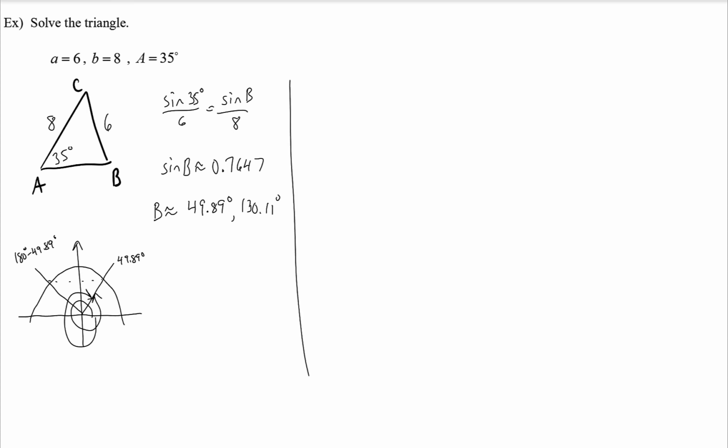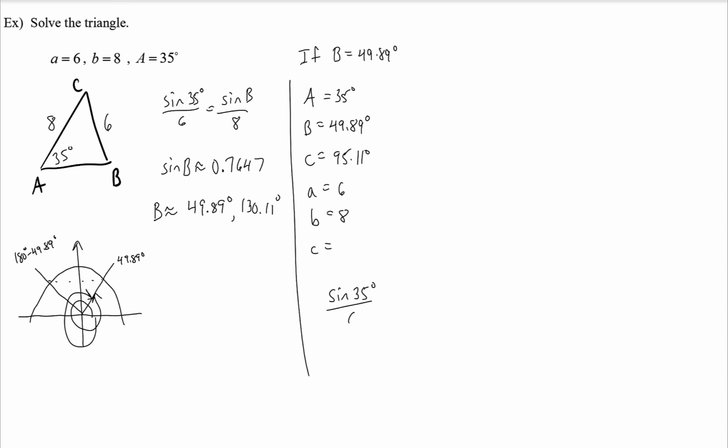So if angle B is 49.89, then angle A is 35. Angle B is 49.89. Angle C, we just subtract from 180. And now we know all three angles. And those are all angles that can work inside a triangle, so we're good to go. Now let's go get the sides. So side A is 6, side B is 8, side C, well, let's do the law of sines here.